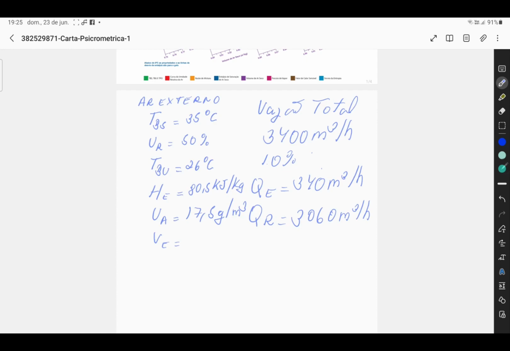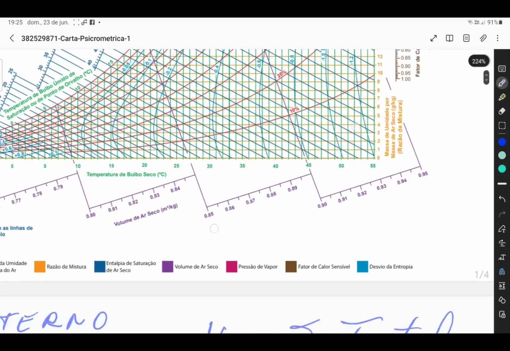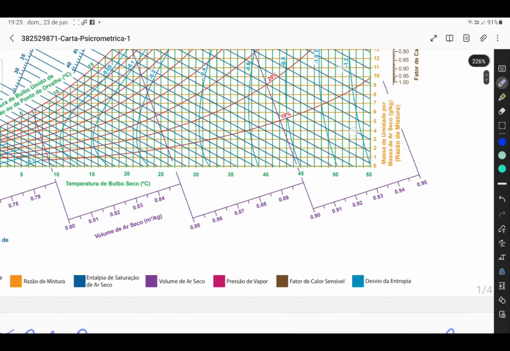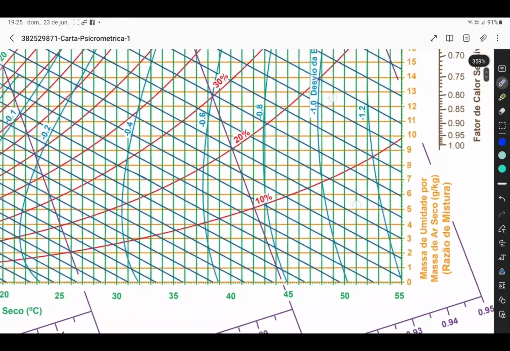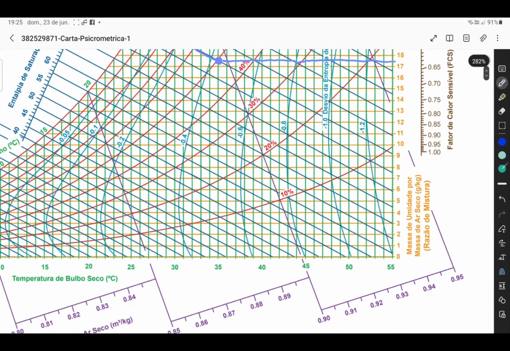And what is my specific volume? My specific volume, I'm here on this purple axis. I bring a more or less parallel line here, and it gives about 0.897 cubic meters per kilogram.